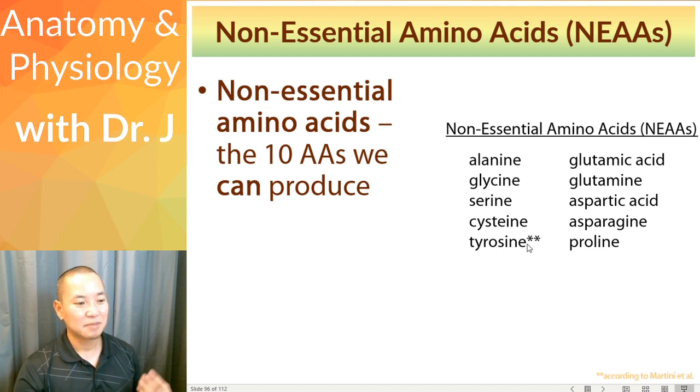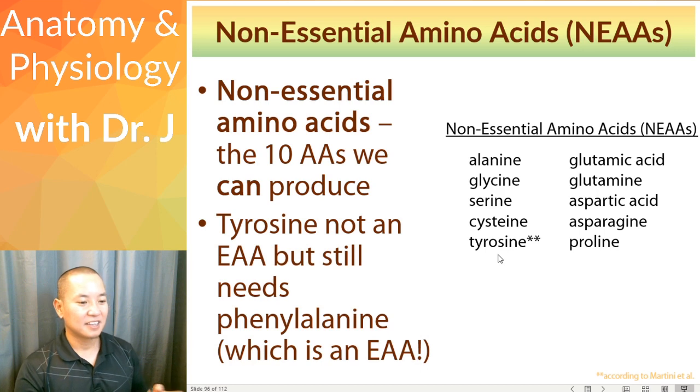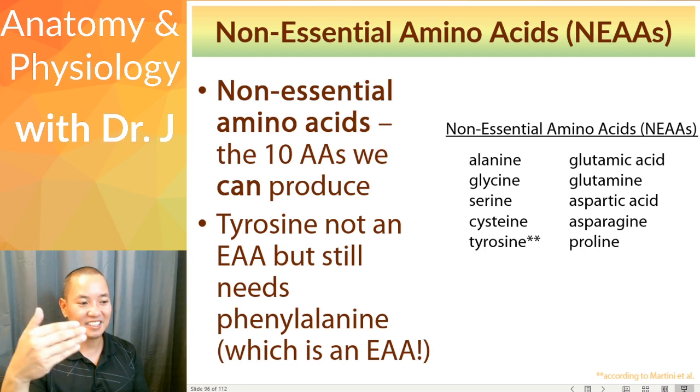asterisk there because your book says this is non-essential, but the funny thing is that tyrosine is considered by your book as a non-essential amino acid, but phenylalanine, which it's derived from, is an essential amino acid. So if you don't have phenylalanine, you don't have tyrosine.